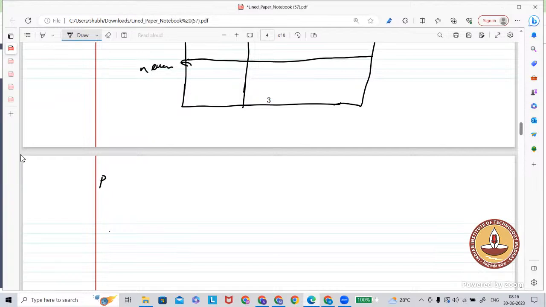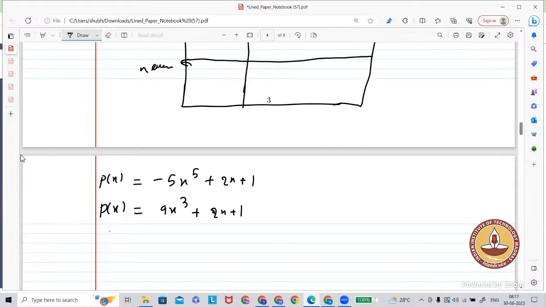Let's say p(x) is a polynomial. Let's say this is 5x^5 + 2x + 1. And another polynomial is p(x) = 9x^3 + 2x + 1. Okay, these two we have. See that in each case we have odd degree, and this is one positive and this is one negative. So the highest term coefficient you will take. So this is the degree and this is your coefficient.